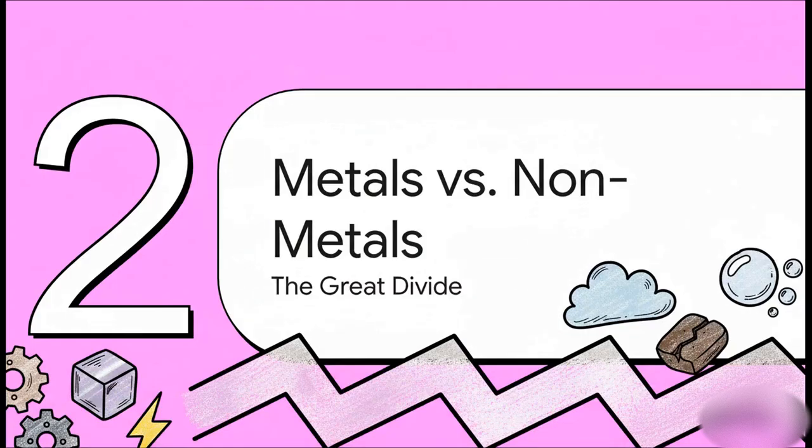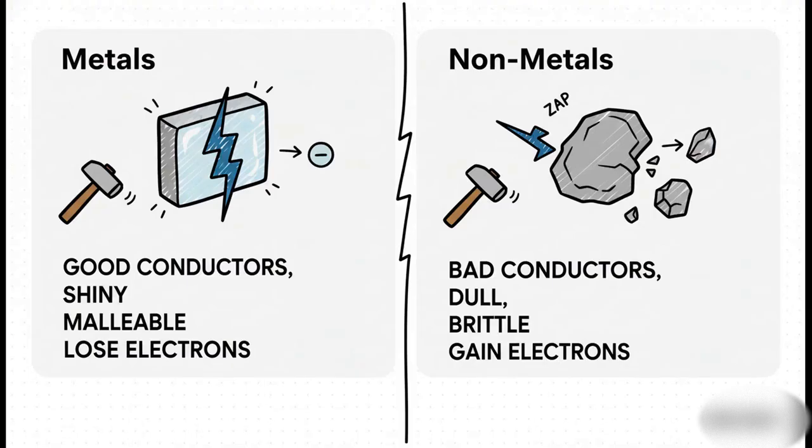Now, the table's organization goes even deeper. If you look closely, you'll see this thick zigzag line running diagonally across it. This line is super important. It creates the Great Divide, separating all the elements into two main categories, metals and nonmetals. And let me tell you, their differences are night and day.